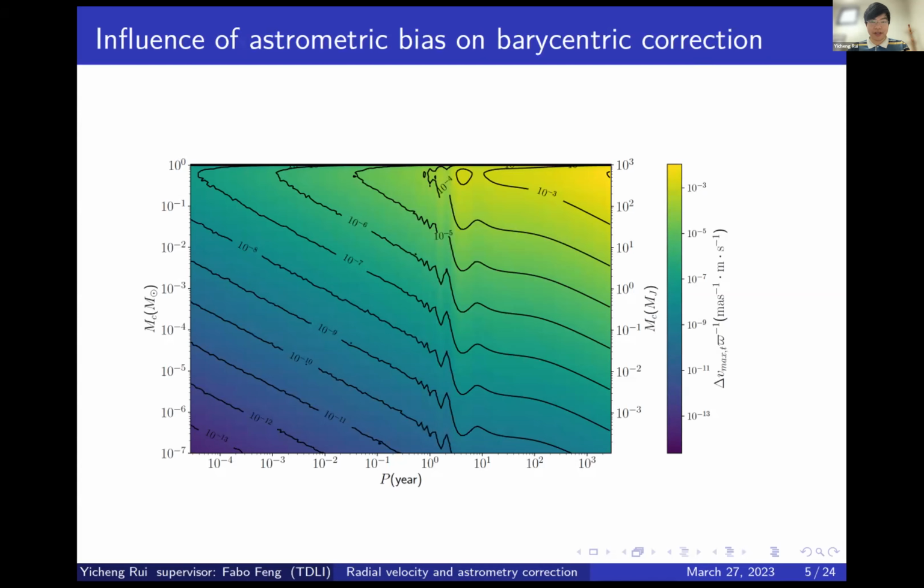And it's very important for us to consider this effect. And we need to notice that for a companion with larger mass, this effect is not very significant because the light from the companion would balance the reflex motion of the target star, and it would decrease the variation of the target system's photocenter, which leads to a smaller astrometric bias and radial velocity bias.